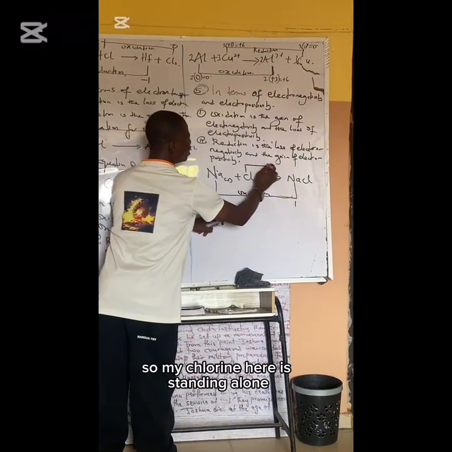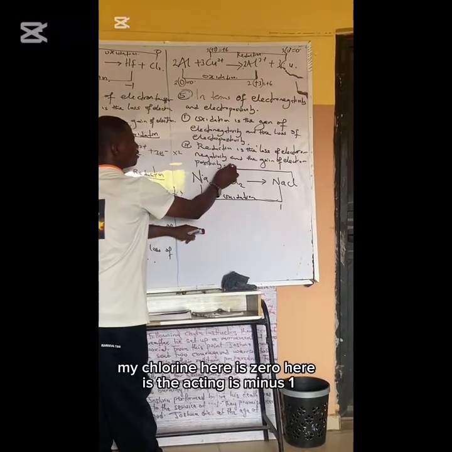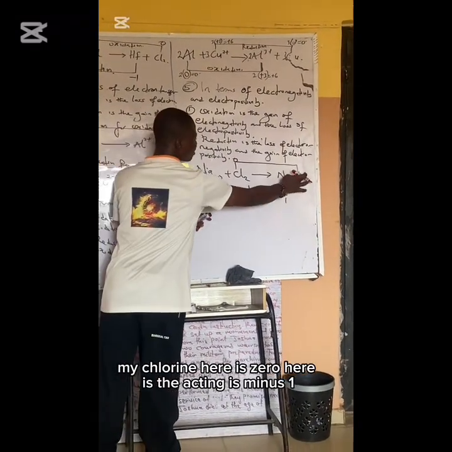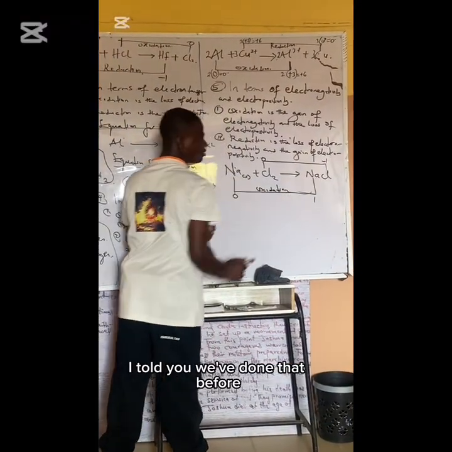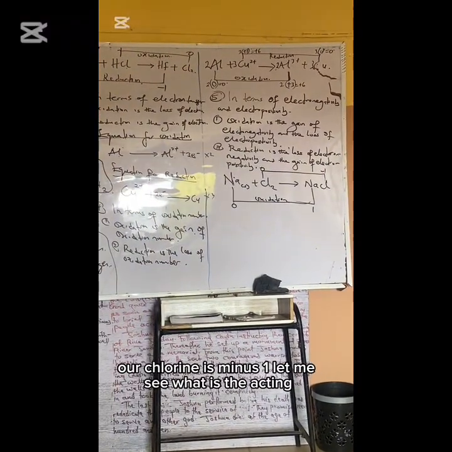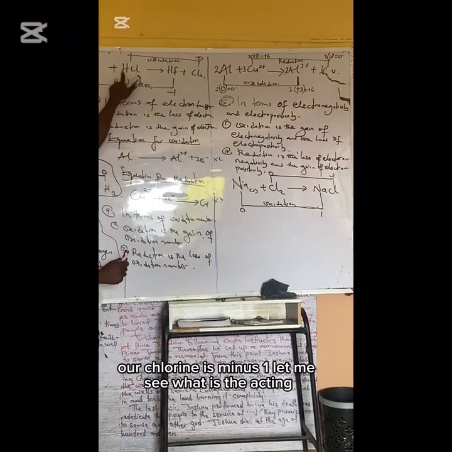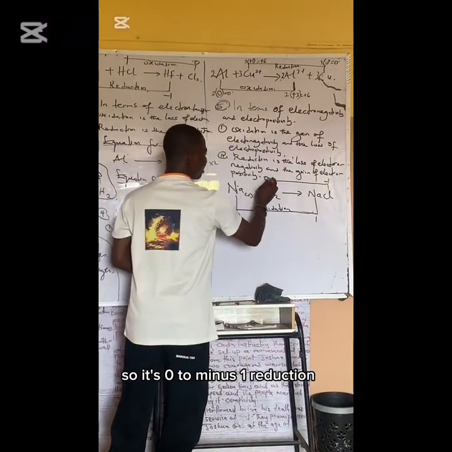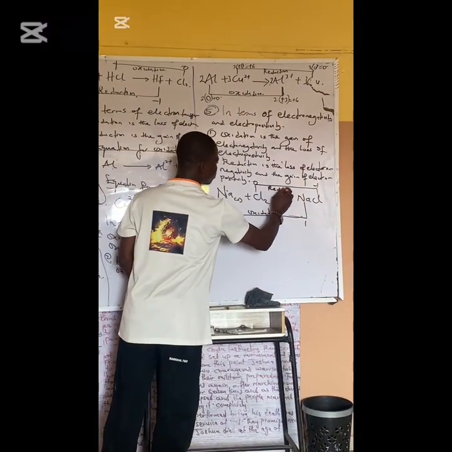So my chlorine here is standing alone. My chlorine here is 0. Here it is reacting, here it is -1. I've told you we've done that before, that our chlorine is -1 when it is reacting. So it's 0 to -1, reduction.